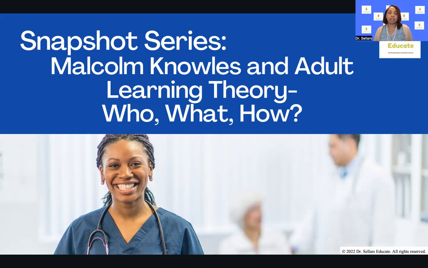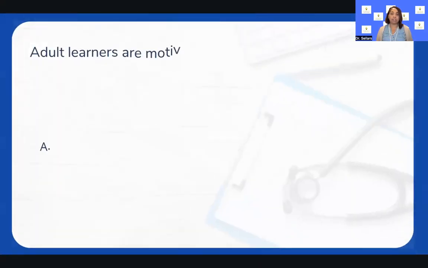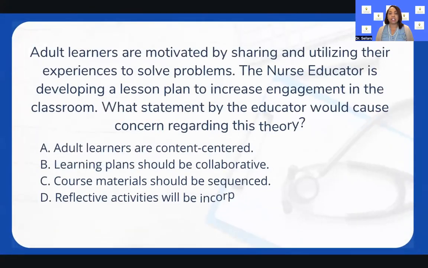Malcolm Knowles and adult learning theory are the concepts and the theory that we're taking a look at in this snapshot: the who, the what, and the how. Again, each episode as part of this series is going to be aligned with the learning theory and some specific behaviors and expectations associated with it. So let's take a look at our thought-provoking question for this snapshot.